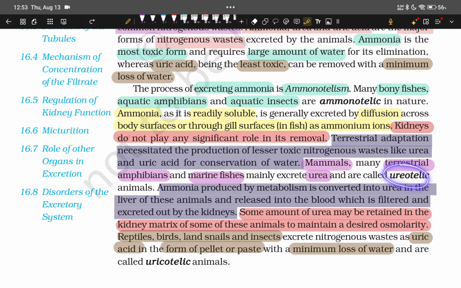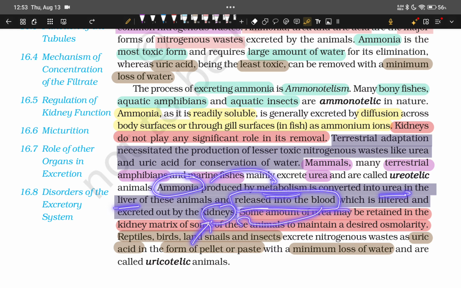Then we have ureotelic animals. Ureotelic animals are mammals, terrestrial amphibians, and marine fishes. All these are ureotelic animals. And how is urea formed? Urea is formed by ammonia conversion, which means ammonia, which is produced by metabolism, is first converted into urea in the liver of these animals. Then it is released into the blood, and from there it is removed by kidneys.